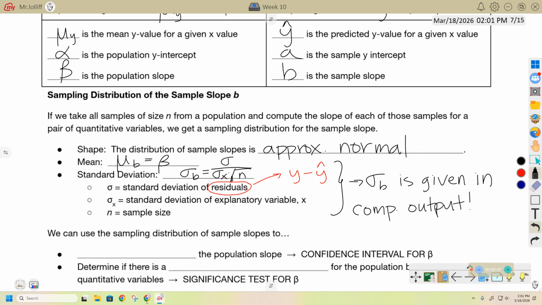We remember those computer output tables from Unit 2 that we use for linear regression. We're going to see them again. Sigma b is one of those values that the computer output gives you. You're never going to have to calculate this by hand. It will be given to you. You just need to know where to look for it. So yes, the equation is ugly. No, you don't ever have to use it.